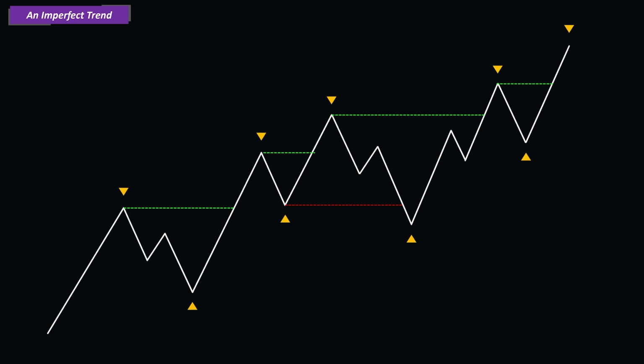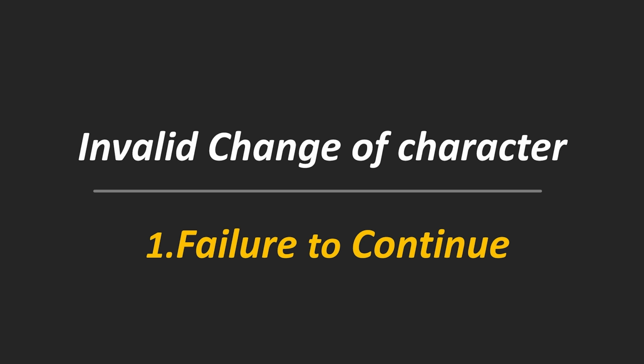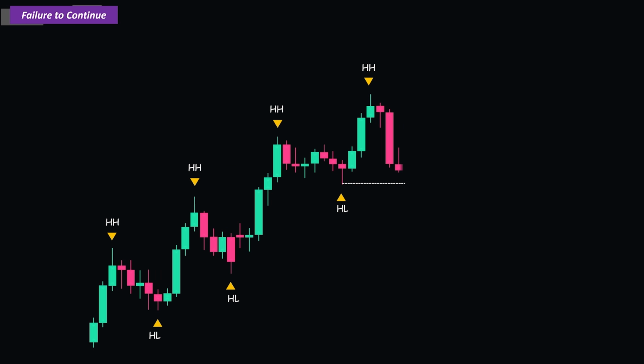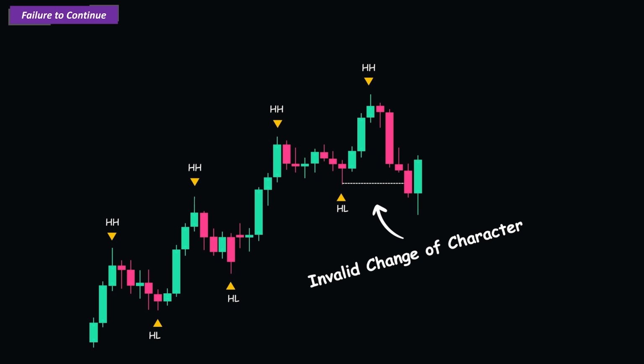To avoid confusion in imperfect trends, you need to understand the market traps. Invalid change of characters. Number 1. Failure to continue. If price breaks below the swing low but fails to continue lower and quickly moves back up, the change of character becomes weak or invalid. Especially if the price then breaks back above the previous high, it confirms that the market is still bullish.